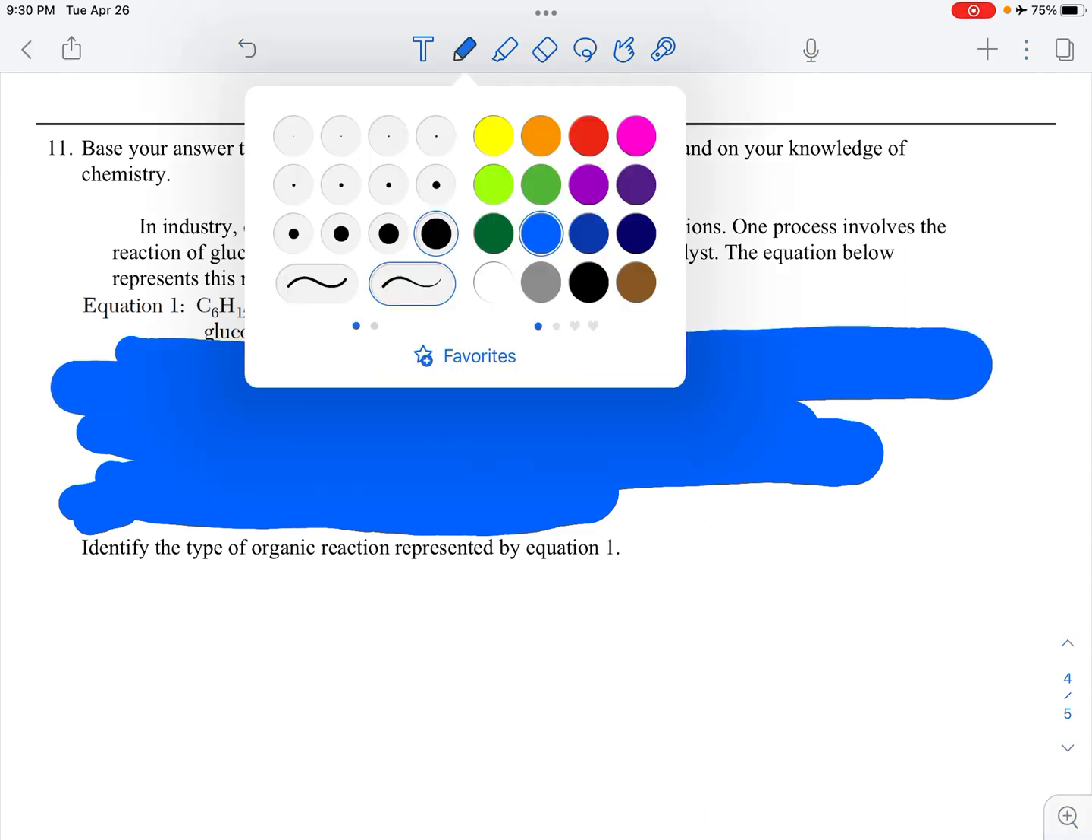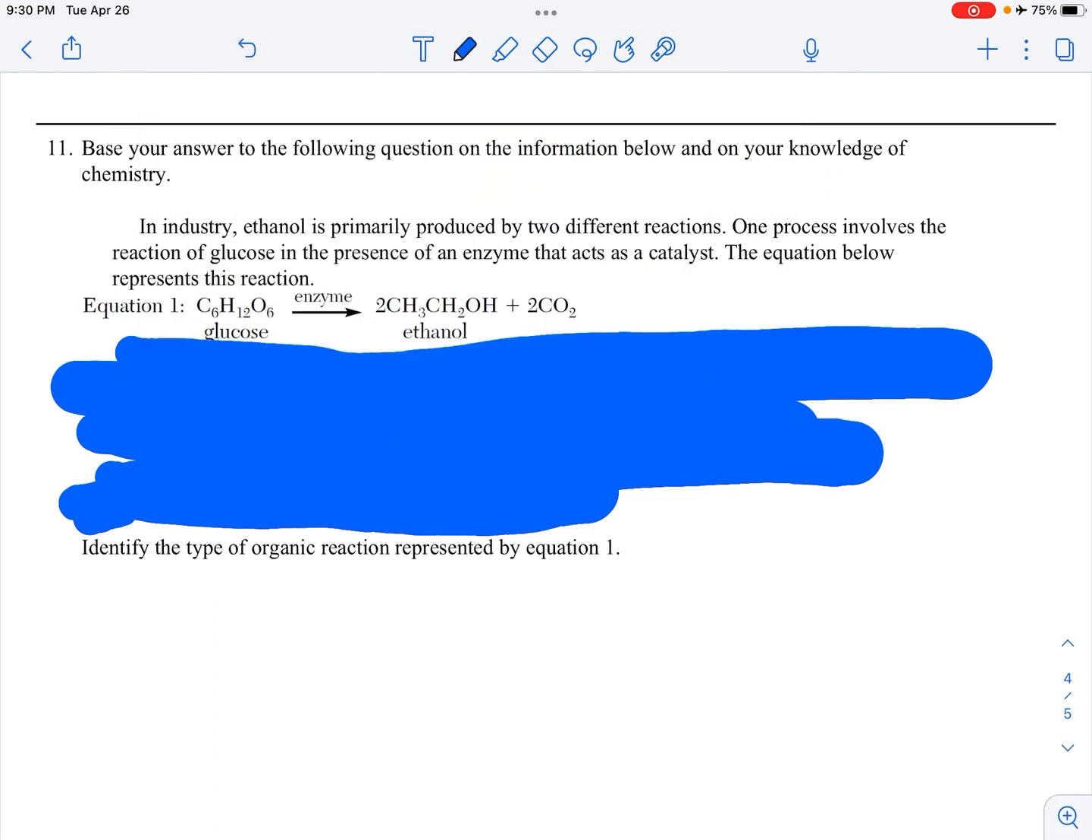Okay, so back to this. In industry, ethanol is primarily produced by two different reactions. One process involves the reaction of glucose, a sugar, in the presence of an enzyme that acts as a catalyst, which means it speeds up the rate of the reaction by offering an alternate reaction pathway and lowering the activation energy. It does not participate in the reaction, just simply speeds it up. The equation below is as follows. Glucose with an enzyme forming ethanol and carbon dioxide.